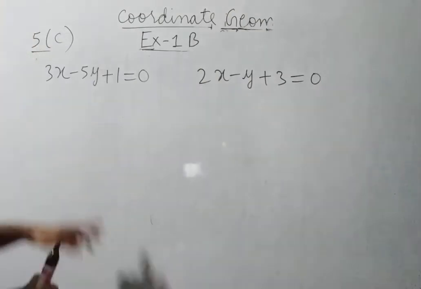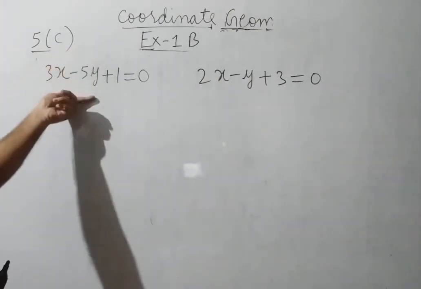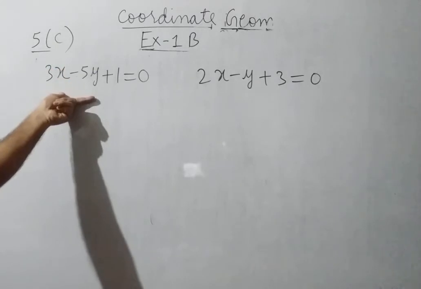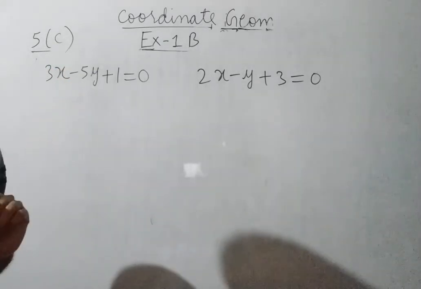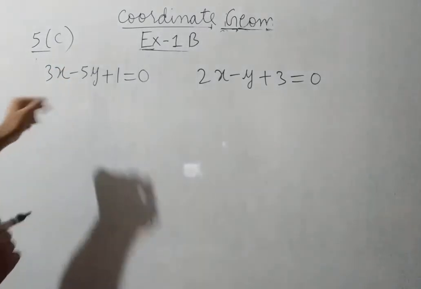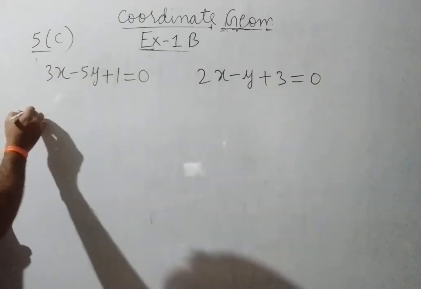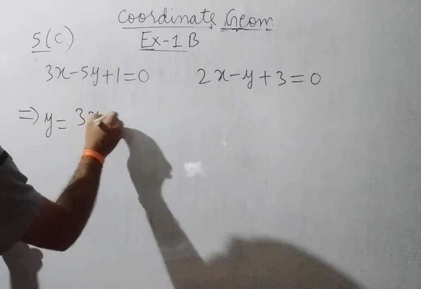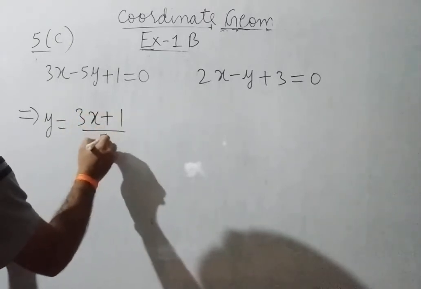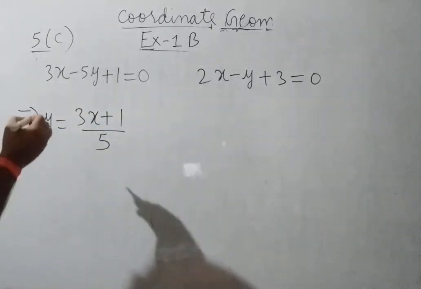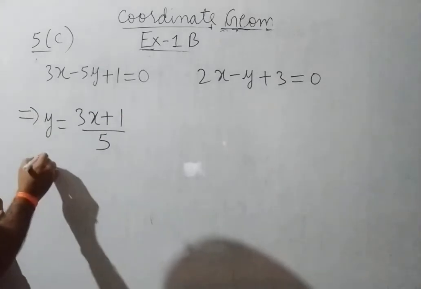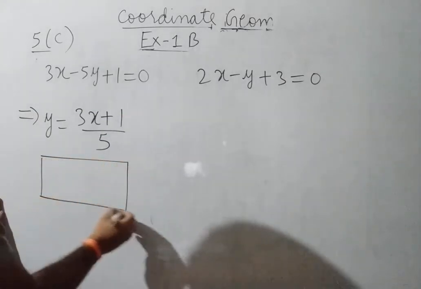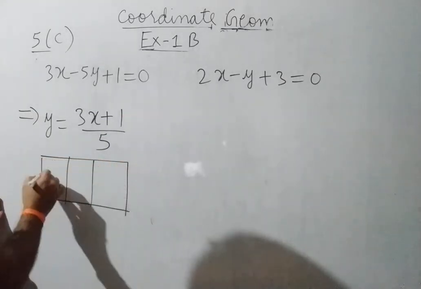So next is the 5C part. First equation: 3x minus 5y plus 1 equal to 0. So here we can find the value of y. y will be 3x plus 1 upon 5. Correct? So what will be the table? Two values are required.